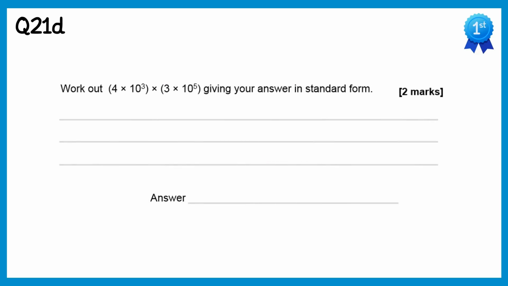We can start this question by multiplying the numbers at the front, so 4 times 3, which gives 12. We can then multiply the powers of 10, but remember the multiplication law says we add the indices, so 3 add 5 is 8, so this is 10 to the 8. This number is not in standard form though, and the question asks for it in standard form. So if we divide 12 by 10, we'll get 1.2, but since we've divided this number by 10, we need to times this number by 10 to keep things balanced. 10 to the 8 times another 10 is 10 to the 9. This number is now in standard form.